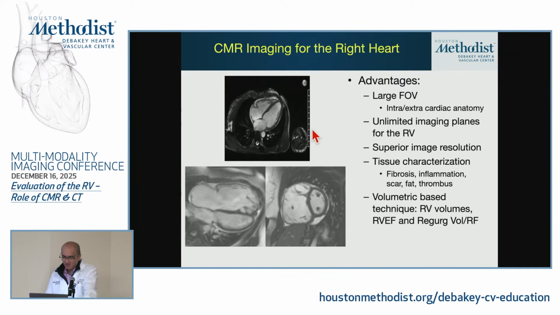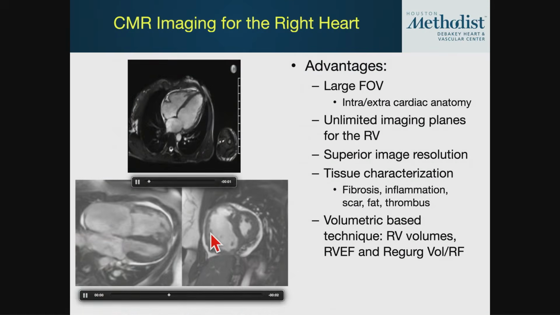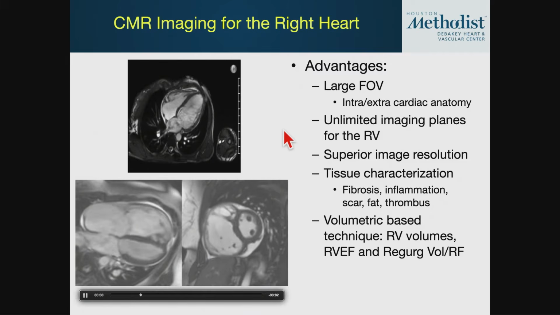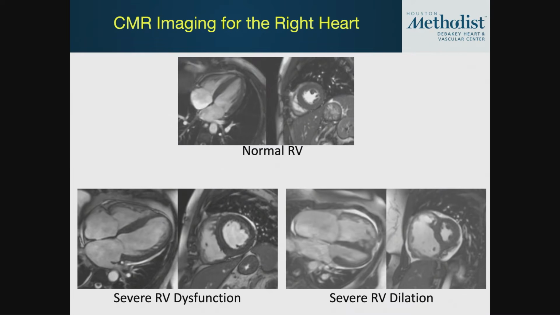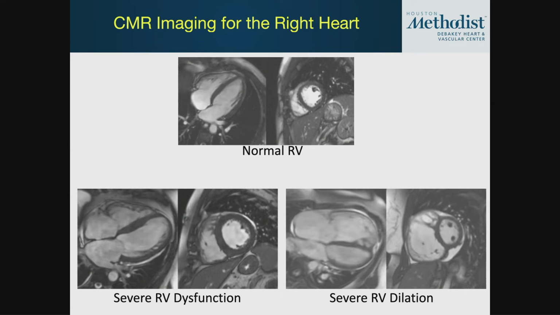So here's an example of some cases where we're imaging the right ventricle, where you can see a significantly dilated RV here. And so this is just kind of the appropriateness criteria of where MRI is useful. RV is clearly one of the indications where MRI would be useful.